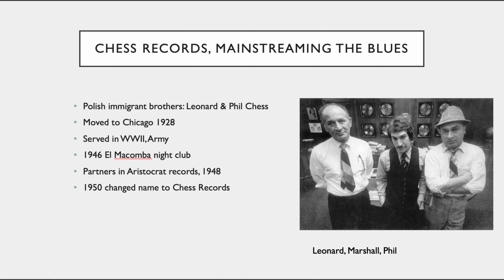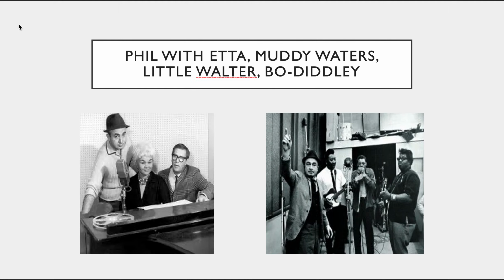These two were also themselves immigrant brothers. There they are with Phil's son Marshall. They moved to Chicago in the late 20s, served in the Army, ran a nightclub. So by the time the 40s or 50s came along, they had already been around for a couple of decades and knew which way the wind blew. And so, you've got Etta James as one of their artists there.